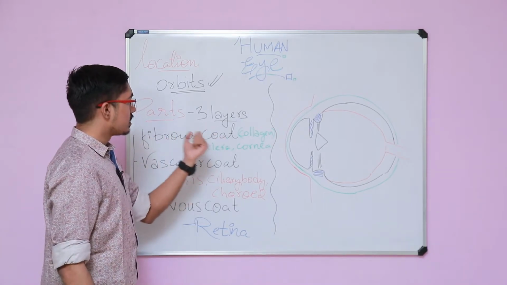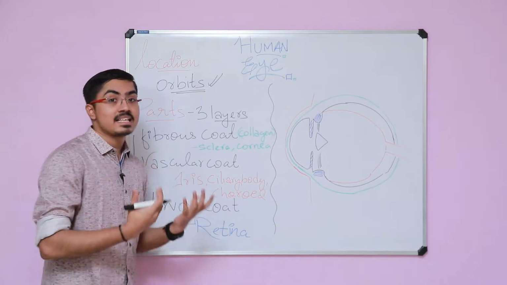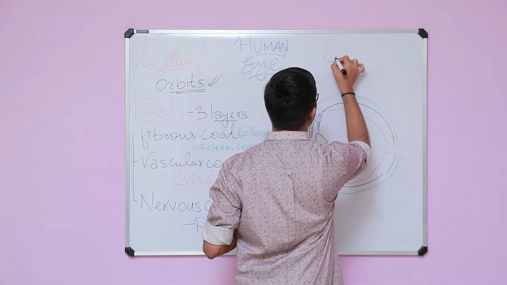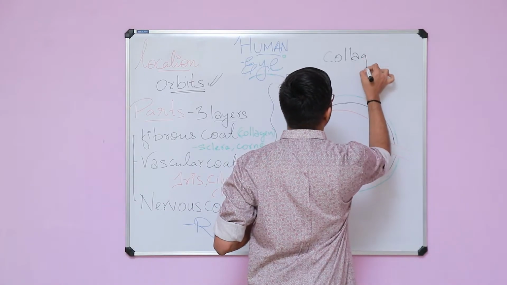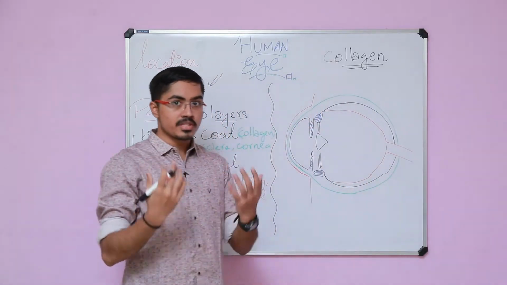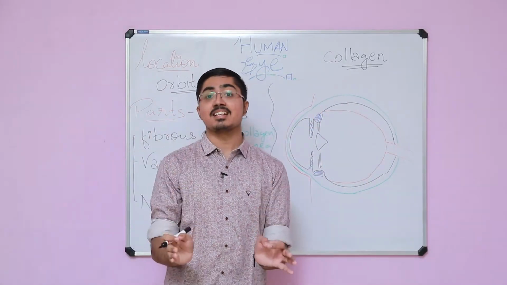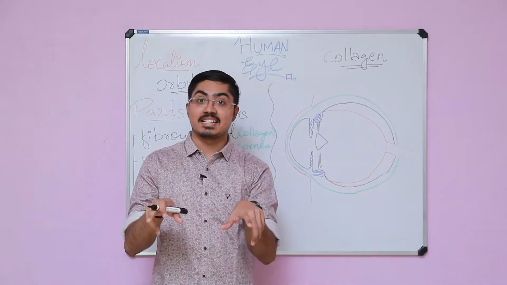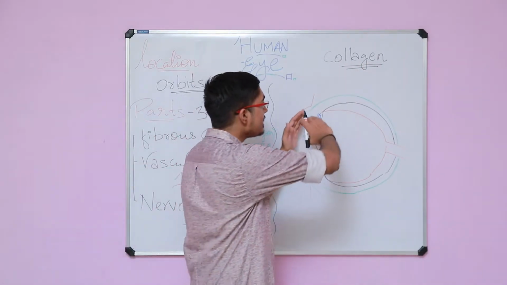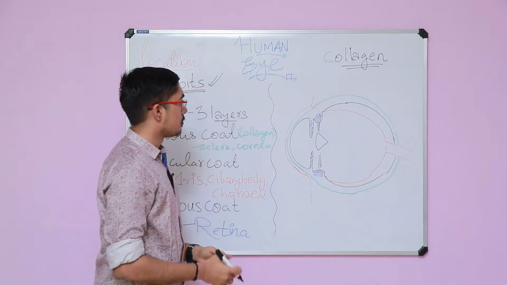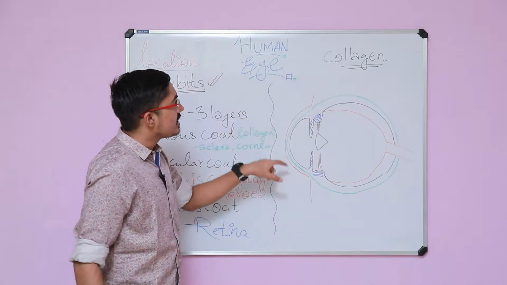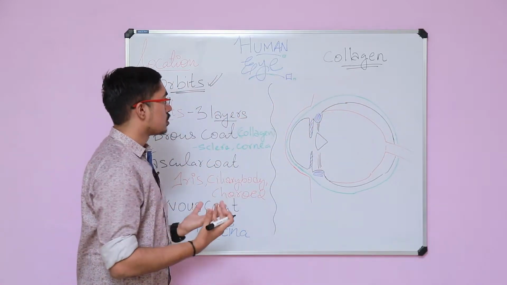So fibrous coat is made up of collagen fibers. So fibrous coat is made up of collagen. So this was a question that was previously asked, that it is made up of dense connective tissue. Dense connective tissue is repeated so much of times in the textbook, but what is this dense connective tissue? It is collagen, not elastin. So this is a dense connective tissue which is made up of collagen, and it lines the outermost part of the human eyeball. See, this is the green line that represents the fibrous coat of the human eyeball.